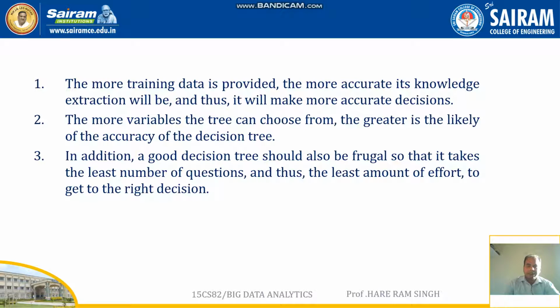So a decision tree should also be frugal. It means it should be economical and less complex. The questions asked should be minimum, and the effort we put in should also be limited, and it should be less complex to make the right decisions. So these are the three different advantages of using decision trees.